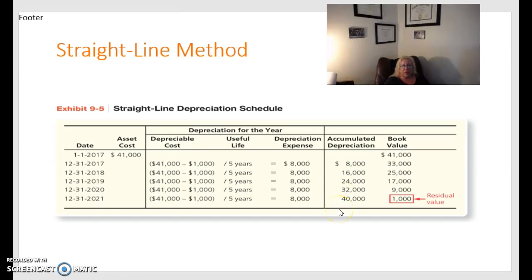At the end of the useful life, the asset is said to be fully depreciated. And as an asset is used, accumulated depreciation increases and the book value decreases. So we see the accumulated depreciation increasing, the book value decreasing. And the asset's final book value, if you have done everything correctly, will be its residual value. It's kind of nice to be able to verify that you have done everything correctly.